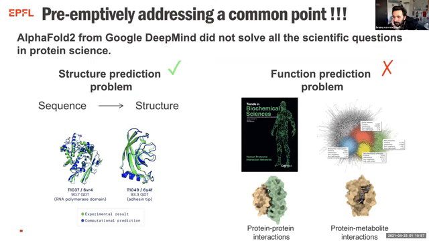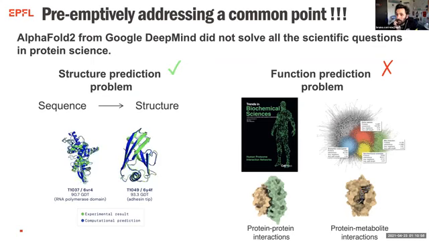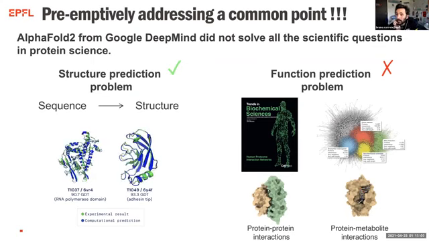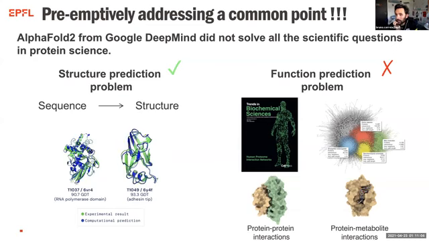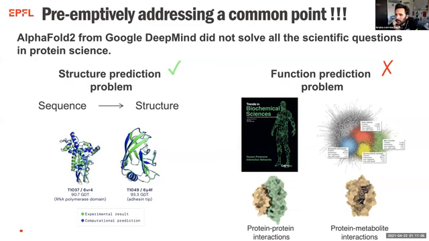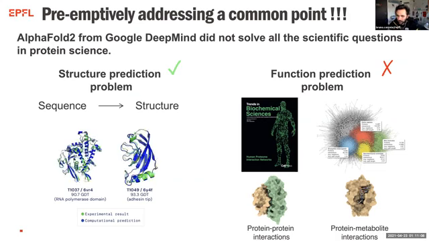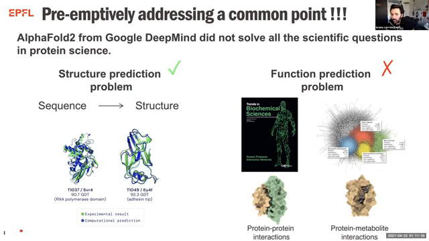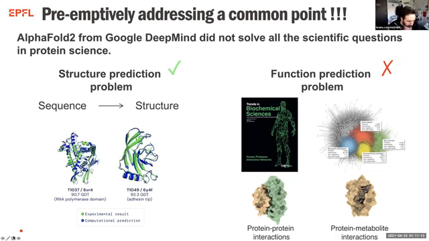However, the function prediction problem is a different thing. And we like to use structures in order to predict which kind of functional fingerprints they have in their surfaces. And for instance, I will give you two examples here. Let me just connect this.